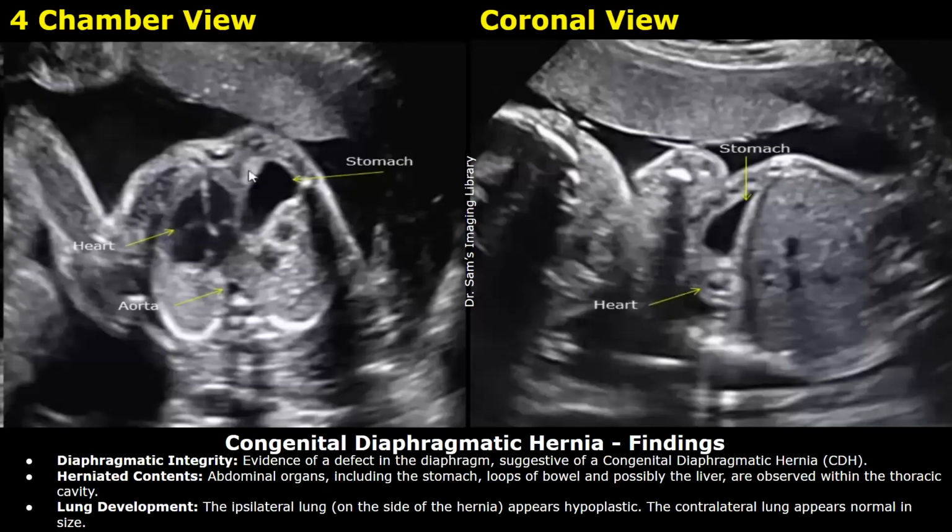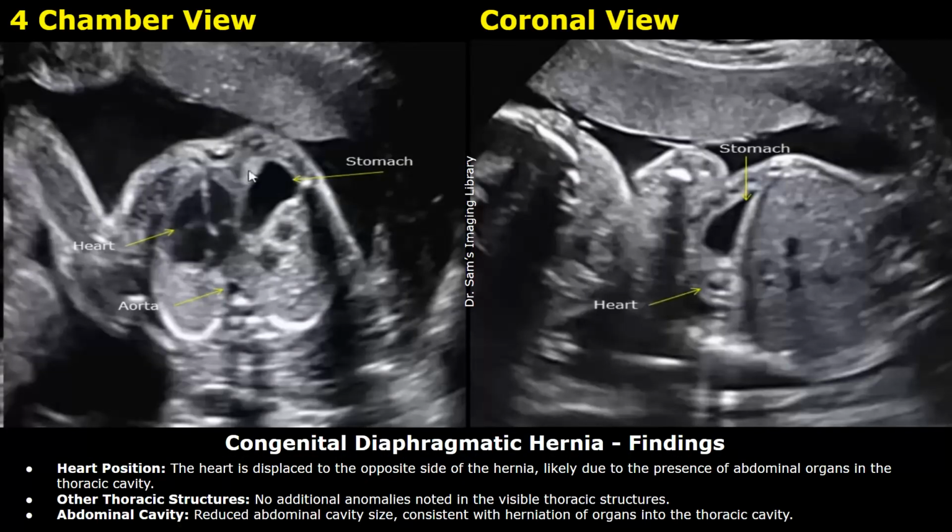Heart position. The heart is displaced to the opposite side of the hernia, likely due to the presence of abdominal organs in the thoracic cavity. No additional anomalies noted in the visible thoracic structures. Abdominal cavity. Reduced abdominal cavity size, consistent with herniation of organs into the thoracic cavity.